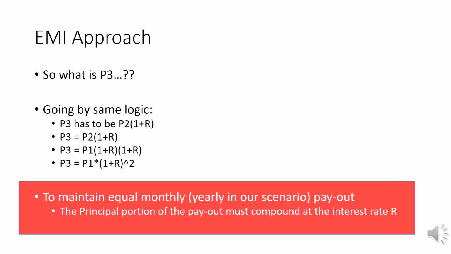So if you have to maintain equal monthly installment, or yearly in our scenario, the principal portion of the payout must compound at the interest rate R.